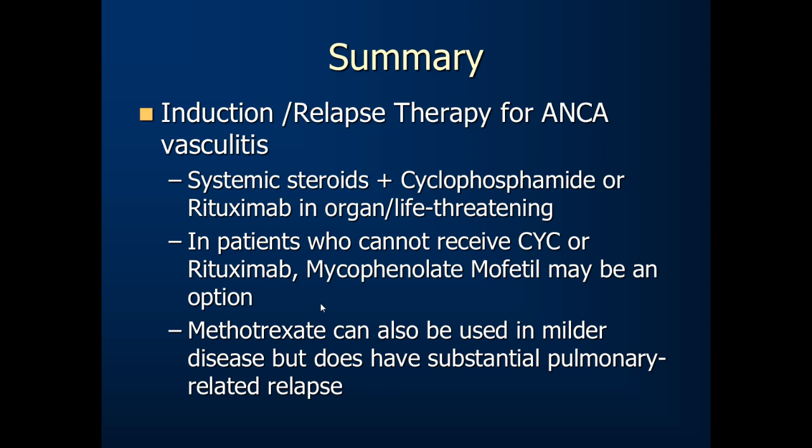Okay, I think I'm almost done here. In summary, I went through a lot of data, but the takeaways from all of this is that systemic steroids and cyclophosphamide, or systemic steroids and rituximab, are effective in achieving remission in patients with organ or life-threatening disease. In patients who can't receive cyclophosphamide or rituximab, I think you also have the option of mycophenolate for induction therapy. When patients have milder disease, methotrexate is also an option, but this does have substantial pulmonary-related relapse.